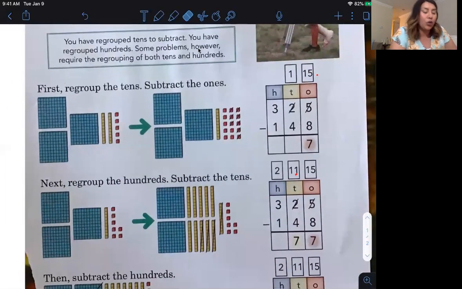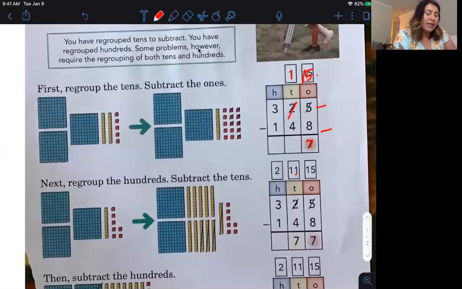So first you're going to regroup the tens, then you're going to subtract the ones. That's what you do first. So just like normal, you realize, okay, 5 take away 8, you cannot do it, right? So you're going to take 1 away from the 2, and you're going to give a 10 to the ones room. So we're left with 1. Then our 5 becomes 15. That's what they have here. Very good. So 15 take away 8 is 7.